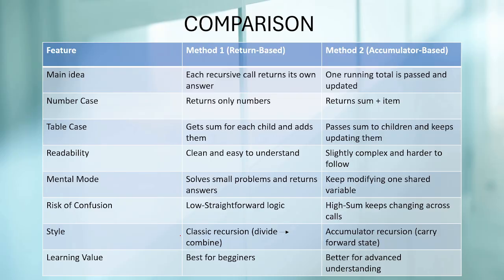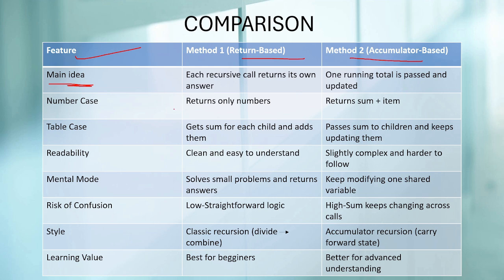So let's compare them. As you can see, we have made a table to compare them. This is the feature, this is method 1, this is method 2. As you can see, this is our main idea. In method 1, each recursive call returns its own answer. So there, we were getting the sum of every table, but here one running total is passed and updated. We use the sum as a parameter, so just that function parameter sum was getting updated.